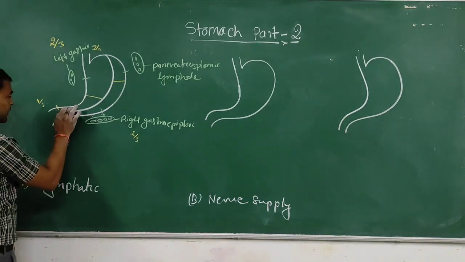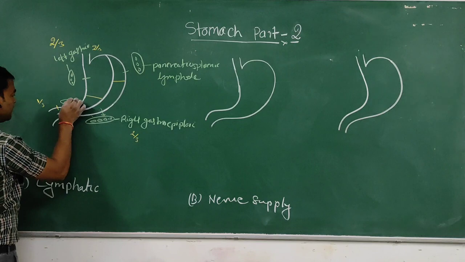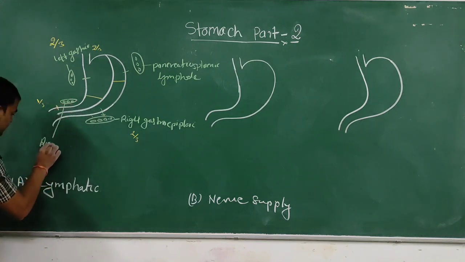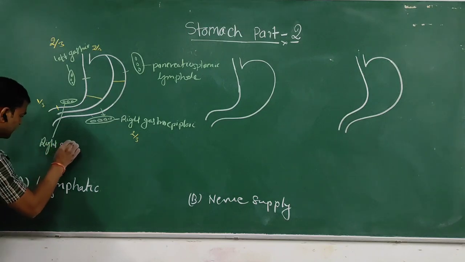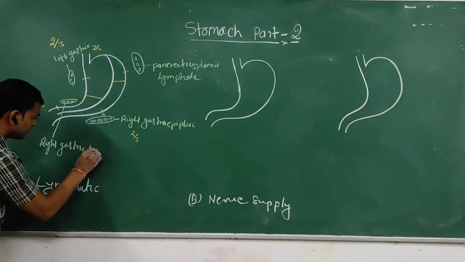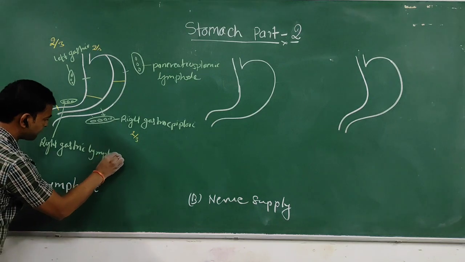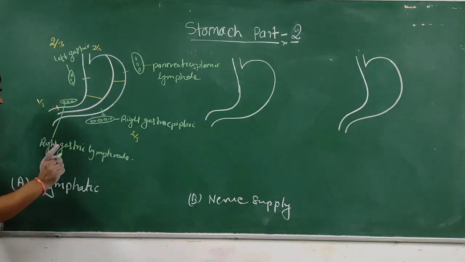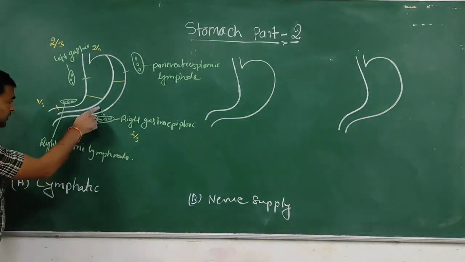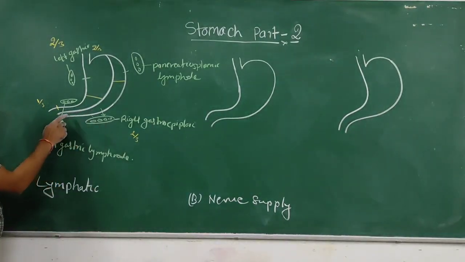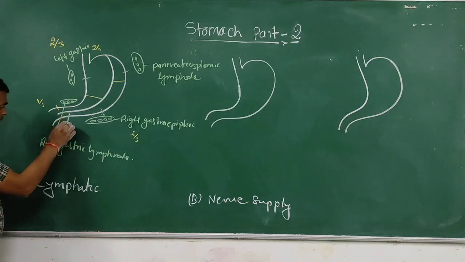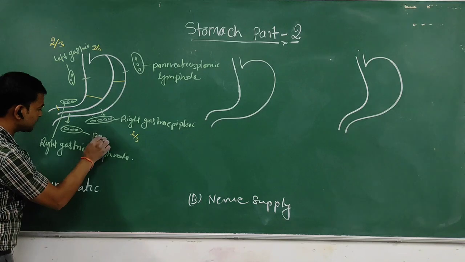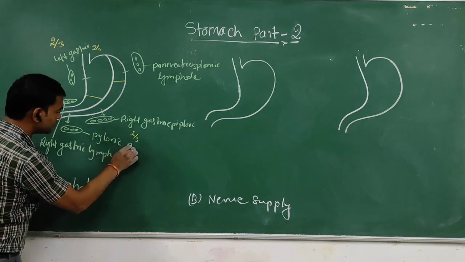And the lower 1/3, this part, is drained to the right gastric lymph node. This is the right gastric lymph node. One point also, this lower part along with it there is a pyloric part. So the pyloric part is the pyloric lymph node. So this is the pyloric node.